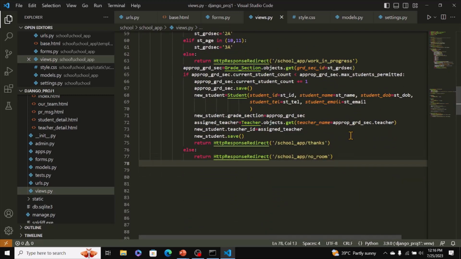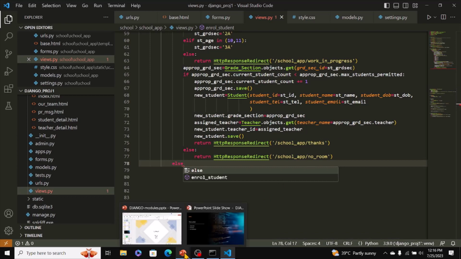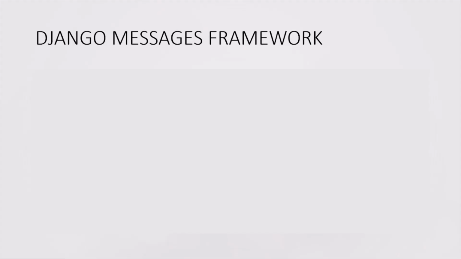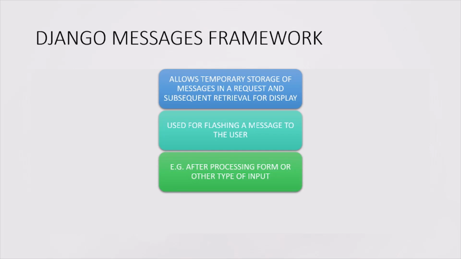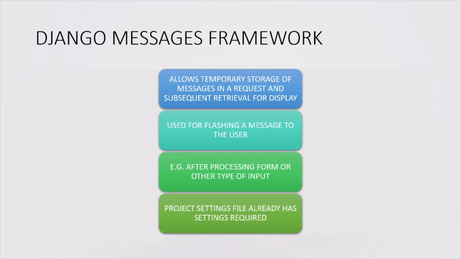So for that, we're going to use Django messages. So what are Django messages? We need to talk about the Django message framework. The Django messages framework allows temporary storage of messages in a request. And then we can access the messages from that request for display to the user, for example, after processing a form or other type of input. Now, as far as settings go, the settings.py file already has those settings required, so we don't need to make any changes there.